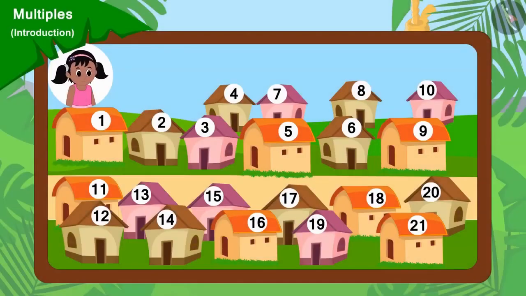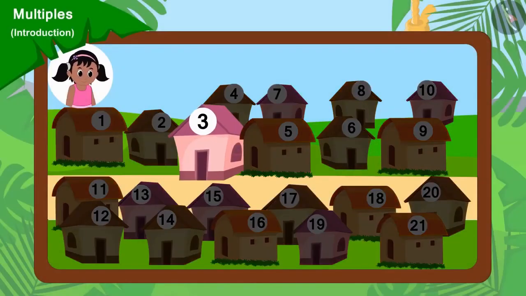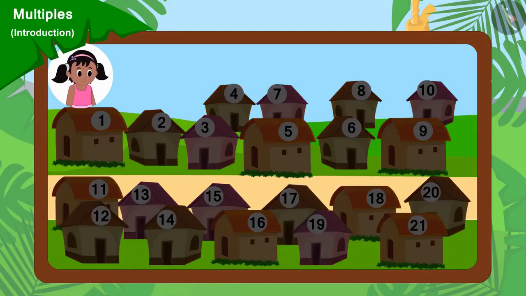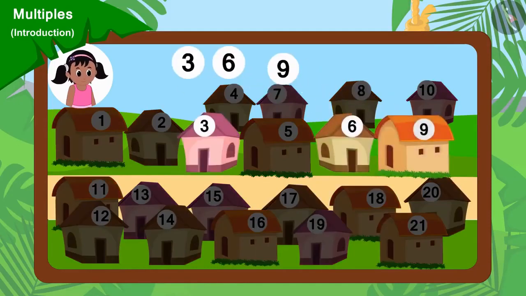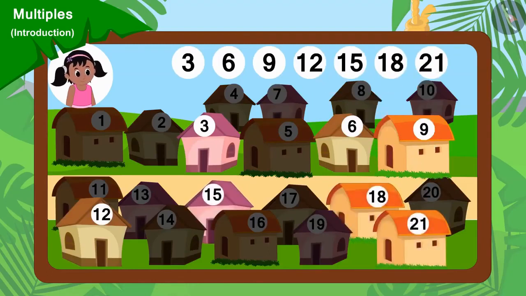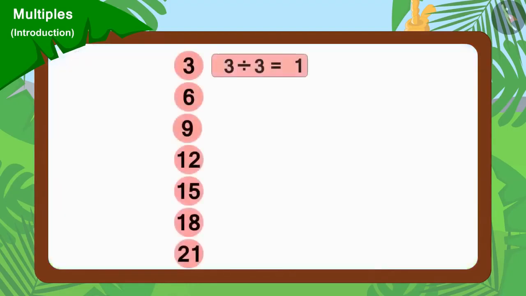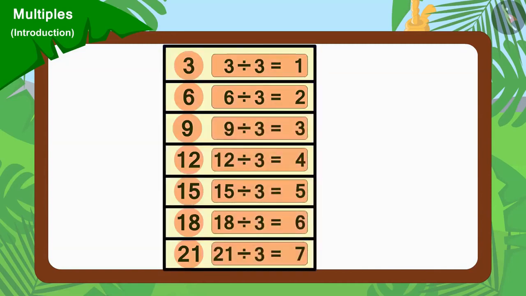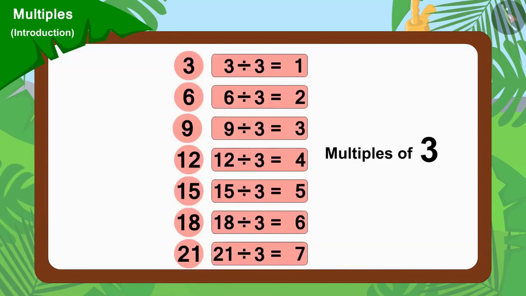Pinky will go to collect donations from every third house. Can you tell which houses will Pinky go to collect donations from? Yes! Pinky will go to collect donations from houses 3, 6, 9, 12, 15, 18 and 21. Because all these numbers can be divided by 3, these numbers are multiples of 3.